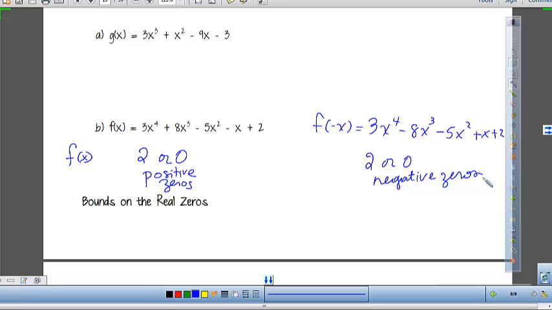It could have no real zeros. And so eventually we will start looking for the complex zeros. Okay, we're going to find all of them. That they could have no real zeros? Yes. And what does that look like graphically?